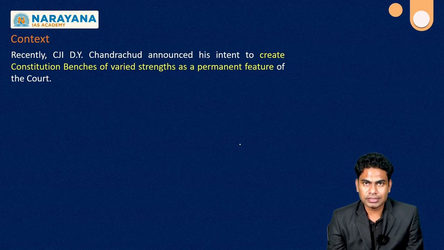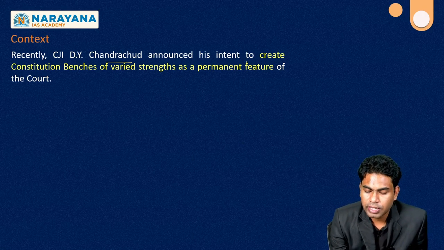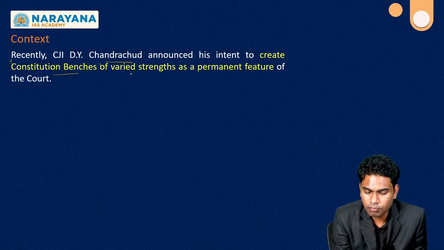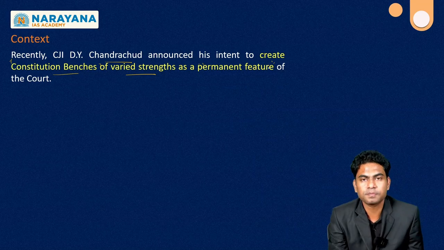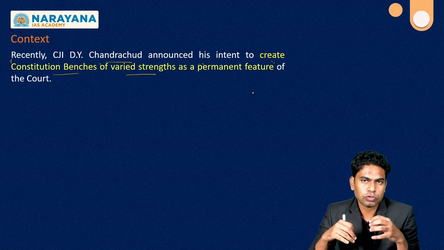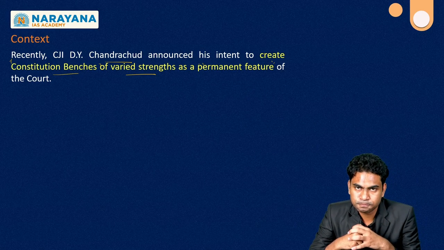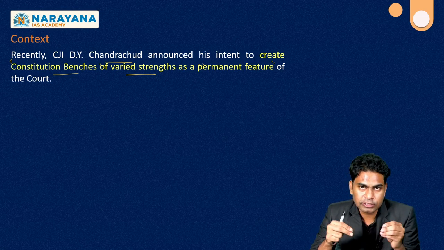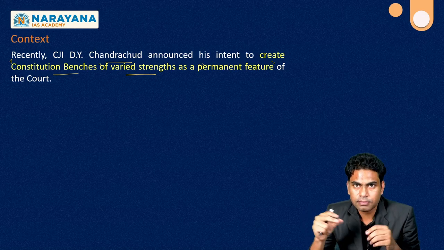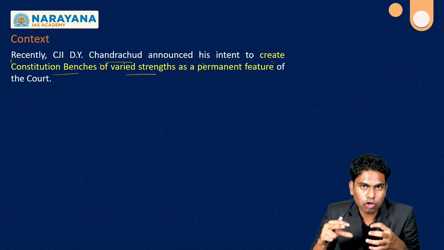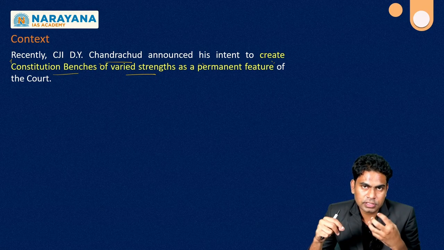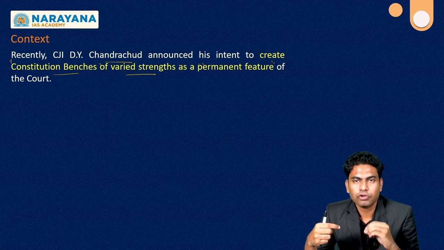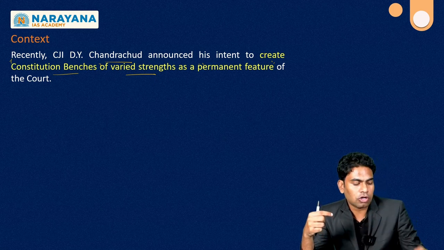The context is the CJI, Chandrachud, has announced his intent to create constitutional benches of varied strength as a permanent feature. That he wants to create constitutional benches, which have varied strengths ranging from 5 to 7 to 9 at the max, and deal with the constitutional matters. And this is a permanent feature. Why he is trying to incorporate such changes is to improve our dealings with the constitutional issues.